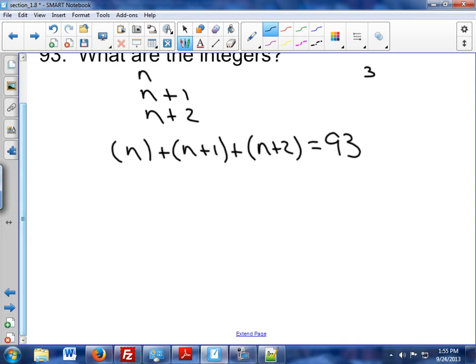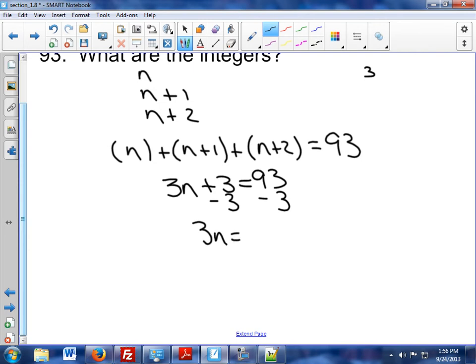What is n plus n plus n? 3n. 1 plus 2 is 3. Now I subtract 3. 3n is equal to 90. Divide by 3 and I get 30.